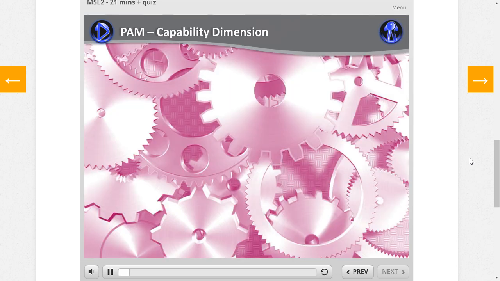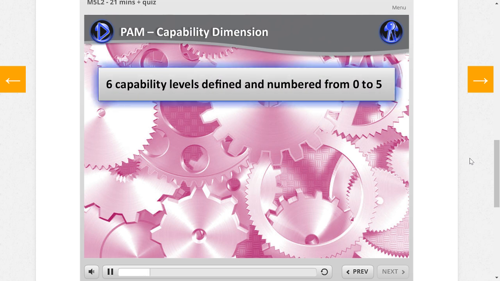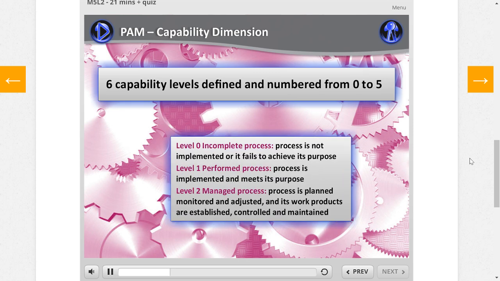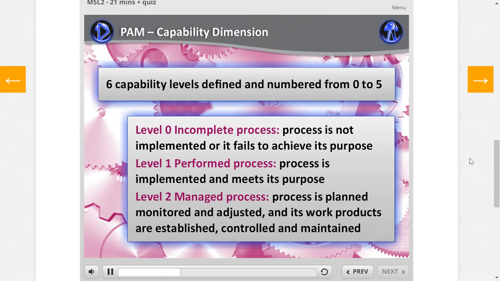It provides a means of evaluating how well a process meets the current or future goals of the enterprise. Let's take a closer look at the capability dimension. There are 6 capability levels defined. These are numbered from 0 to 5. Level 0. Incomplete process. The process is not implemented or it fails to achieve its purpose.